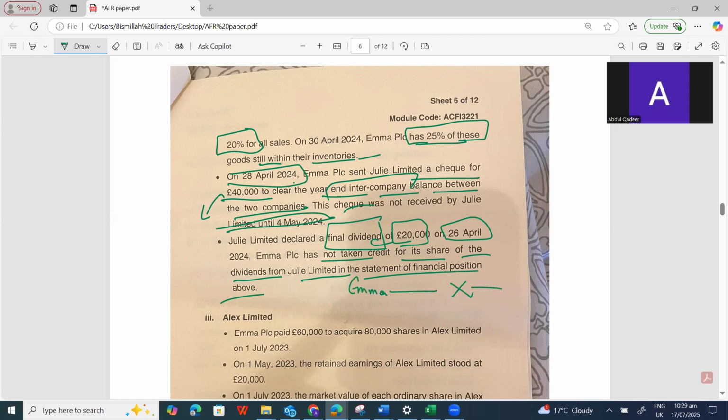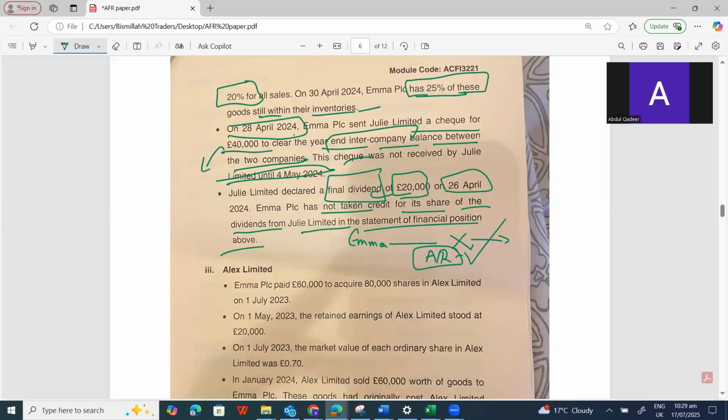It means that these are not included in the account receivable. So it is a good thing that IMA Limited did not record. In the group transaction, we don't record, we remove it, because it's like the same body transaction. So we remove it. Only it's recorded in the Julie Limited records, 20,000.